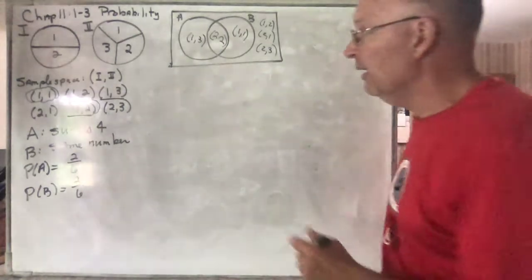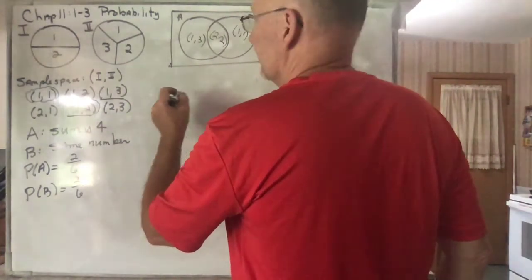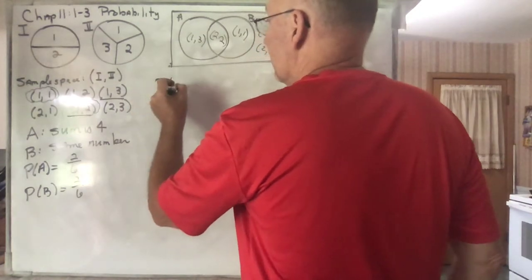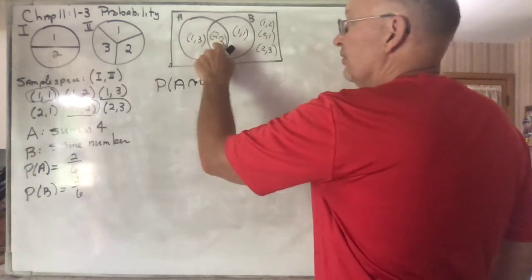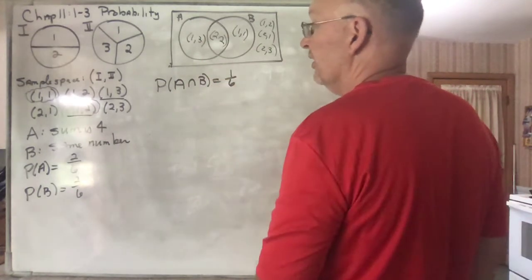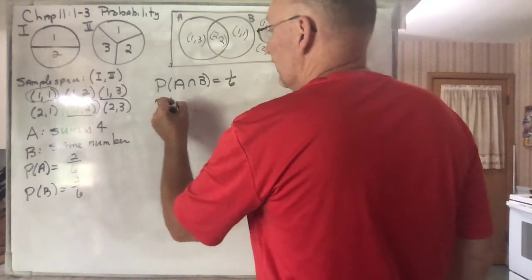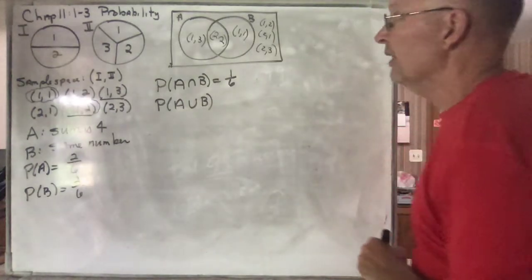So now let's go ahead and calculate our other things as well. Let's see, the probability of A intersect B. That's going to be just 1 out of 6 things, so that's going to be 1/6. The probability of A or B, and I'll use this to indicate A or B.